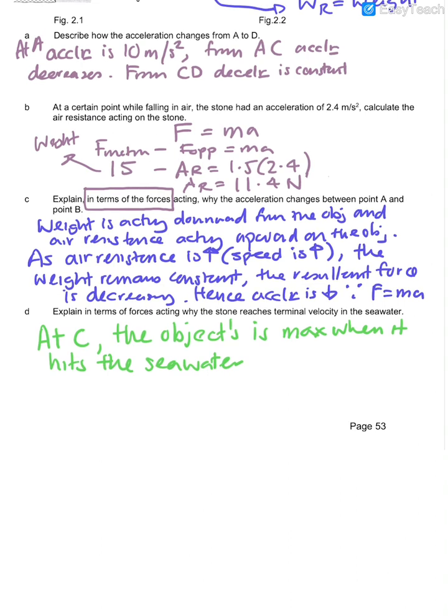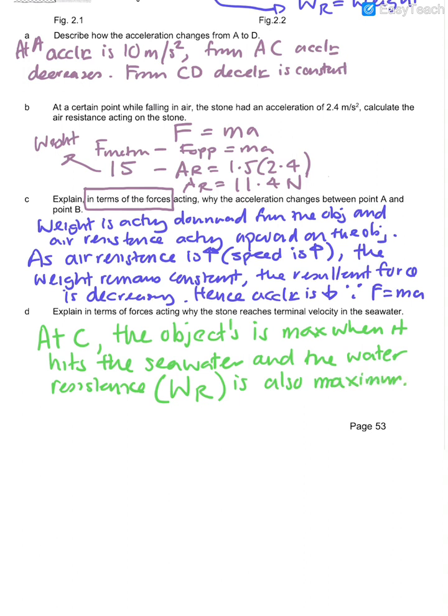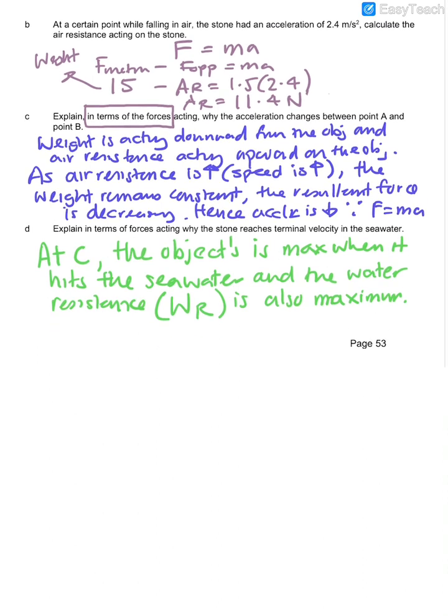Okay, what else must we say? And the water resistance, minimum or maximum? Maximum. Okay, short form, I don't keep writing 2 words water resistance, I'll just write WR is also maximum. Okay, so we start at C, we say this. Shahir, what will you say next? This one hit the water already.